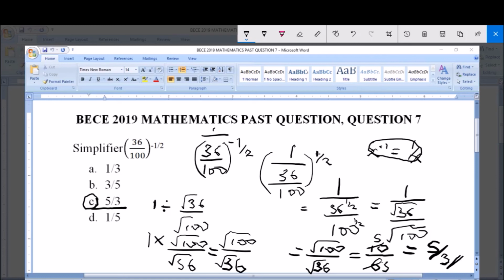So the simplification of (36/100) in brackets raised to the power of minus 1/2 is 5 over 3.